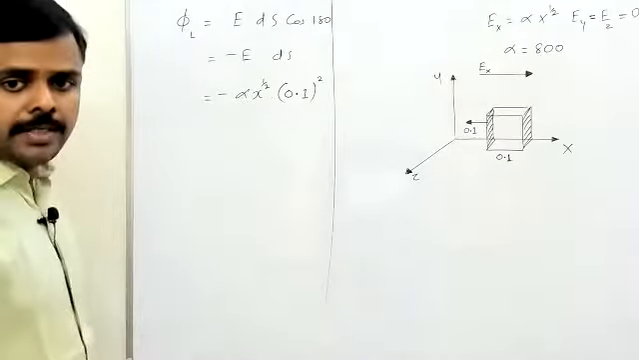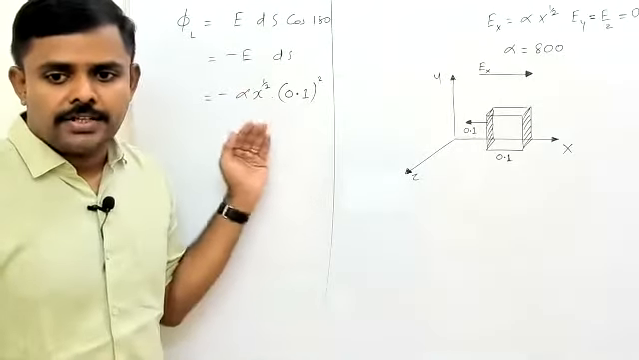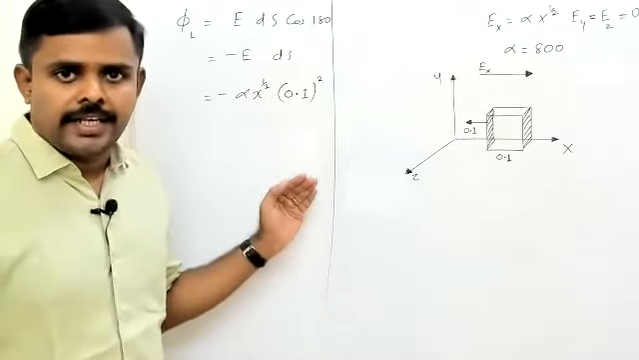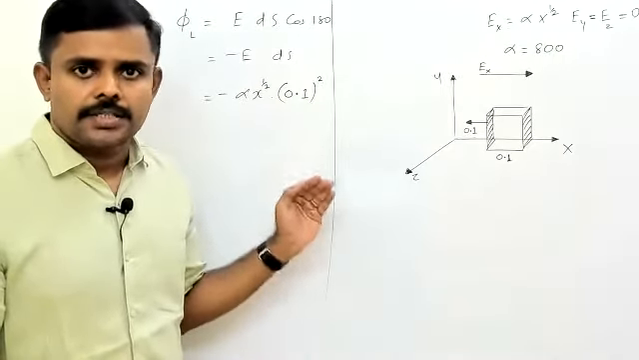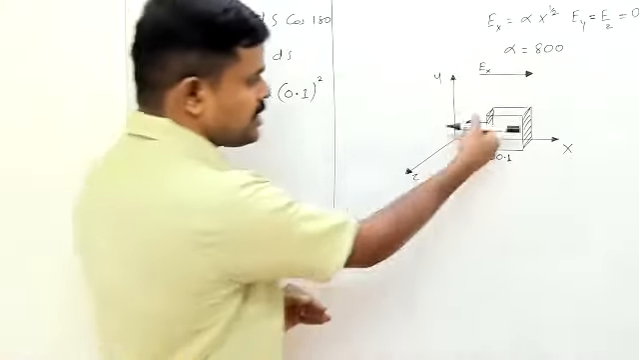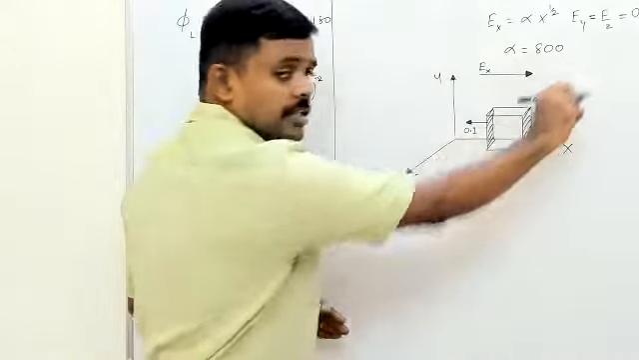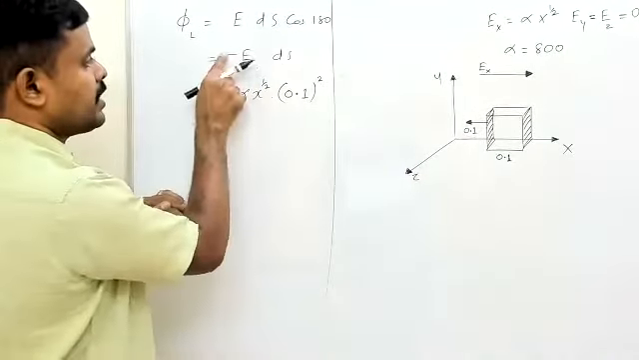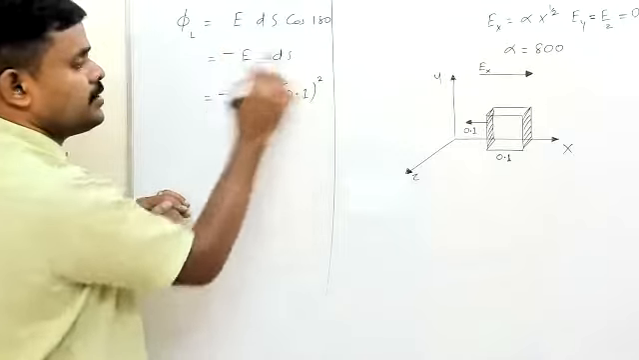Repeating that part one more time. You've been asked to find the flux on the left side. Flux on the left side is E dot ds, E ds cos theta, E ds cos 180. Why 180? As you can see, ds is to the left and E is to the right. They make an angle of 180, so cos 180 is -1. So it is minus E into ds.